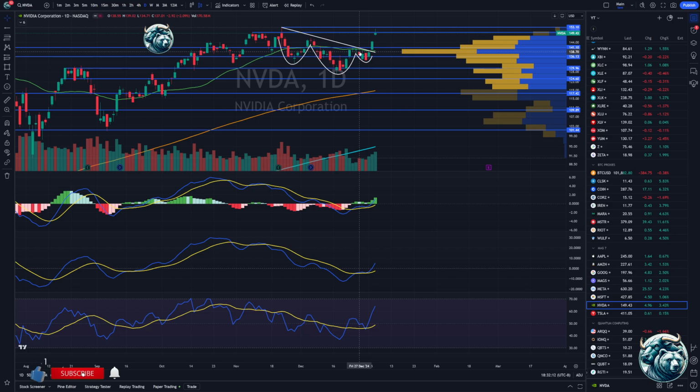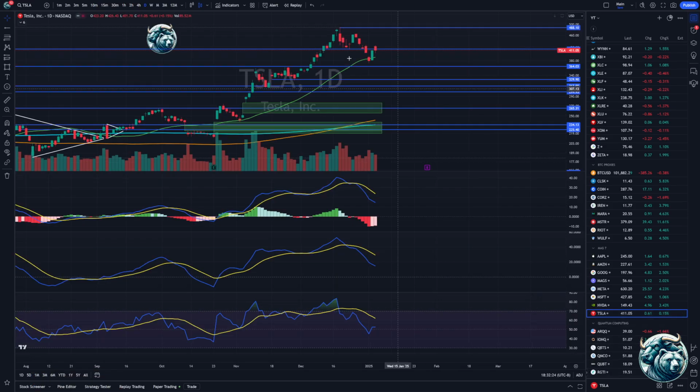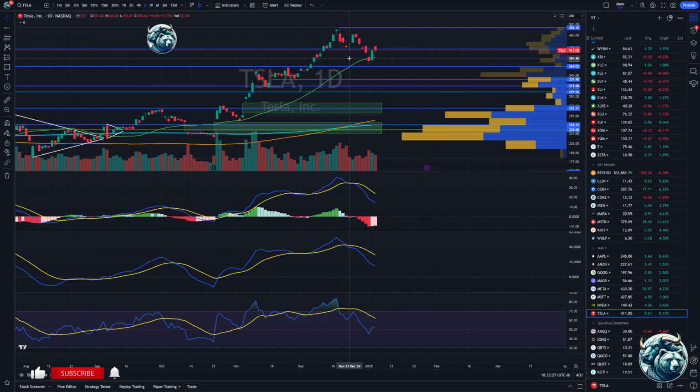So let me take a look, I just want to see something really quick. Yeah, I was just reading. So anyways, NVIDIA is not looking bad at all. Let's move on to the next name, and that would be Tesla. Yes, Tesla.